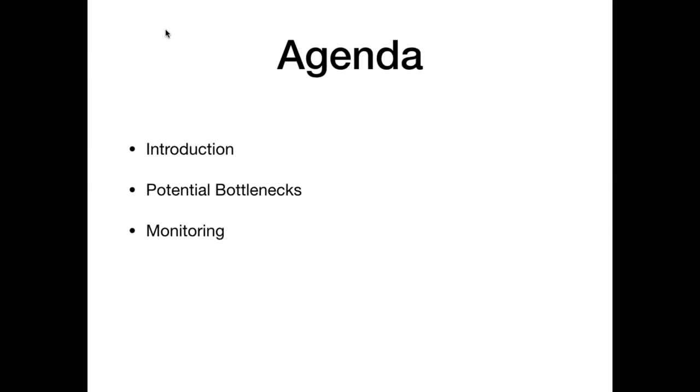We'll talk about the typical potential bottlenecks that you will face when you deploy your FileMaker solution on the FileMaker server, and how do you keep track of that? How do you know if you're hitting one of those bottlenecks? And once you're getting hit by a particular constraint, what is it that you can do to alleviate that?